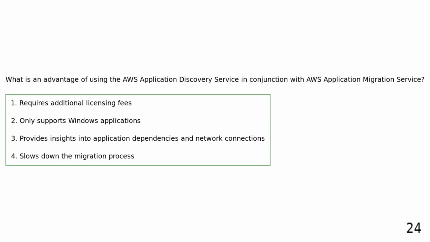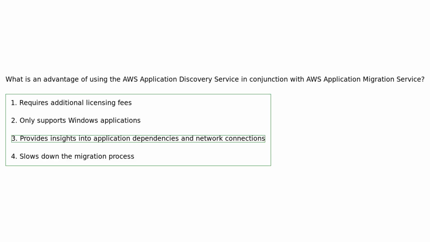What is an advantage of using the AWS Application Discovery Service in conjunction with AWS Application Migration Service? Requires additional licensing fees. Only supports Windows applications. Provides insights into application dependencies and network connections. Slows down the migration process.